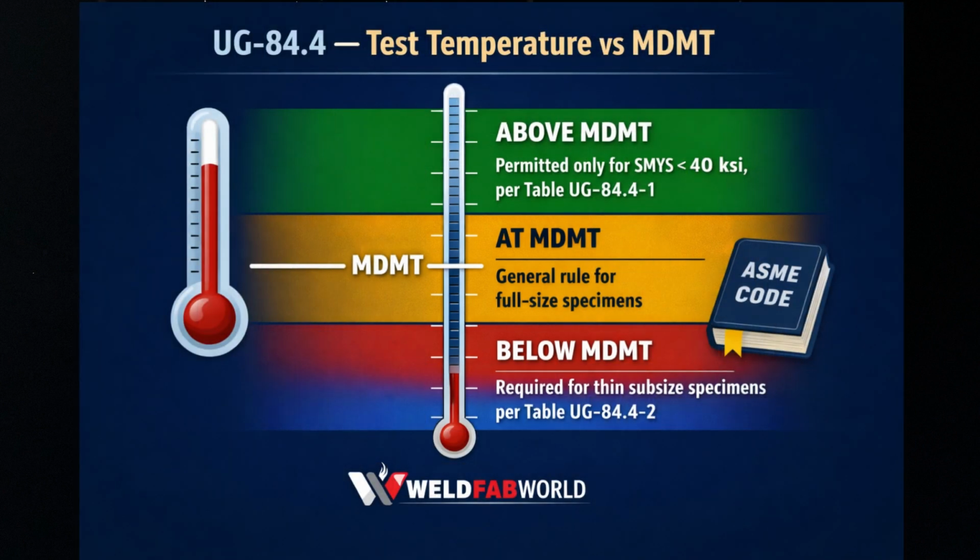Test temperature. This is where UG-84 gets precise. The general rule from UG-84.4 is this: the impact test temperature shall be no warmer than the minimum design metal temperature, the MDMT. But ASME gives you a little relief for very low-strength materials. Table UG-84.4-1 allows the test temperature to be warmer than MDMT by a specified amount, based on minimum specified yield strength.